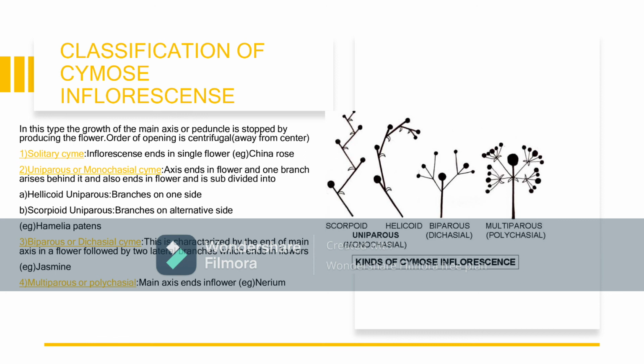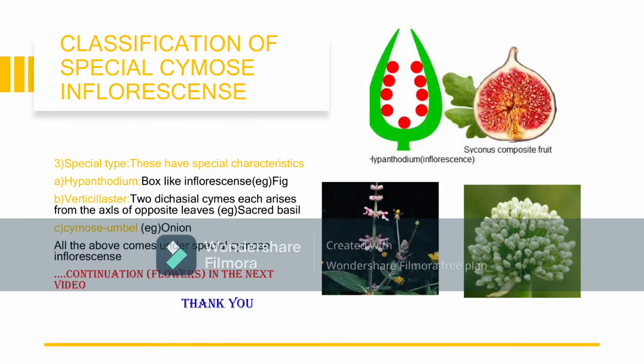Example: jasmine. Multiparous or polychasial: the main axis ends in a flower. Example: nerium. The last one is the classification of special cymose inflorescence. This includes Hypanthodium, which has a box-like inflorescence. Example: fig. Verticillaster, in which two dichasial cymes each arise from the axis of opposite leaves. Example: sacred basil. Cymose umbel, onion.